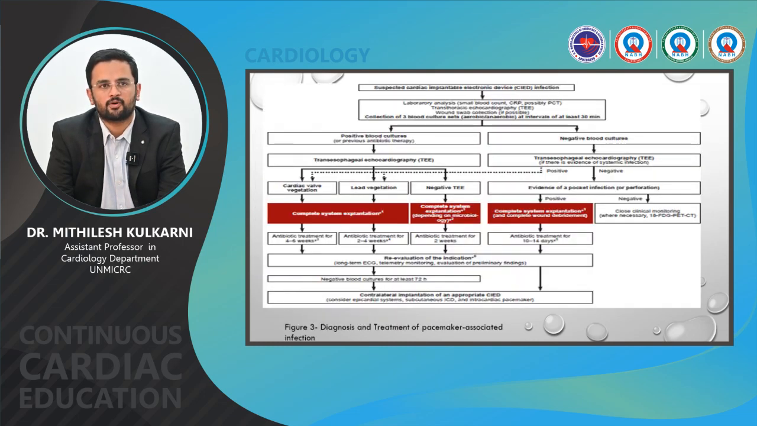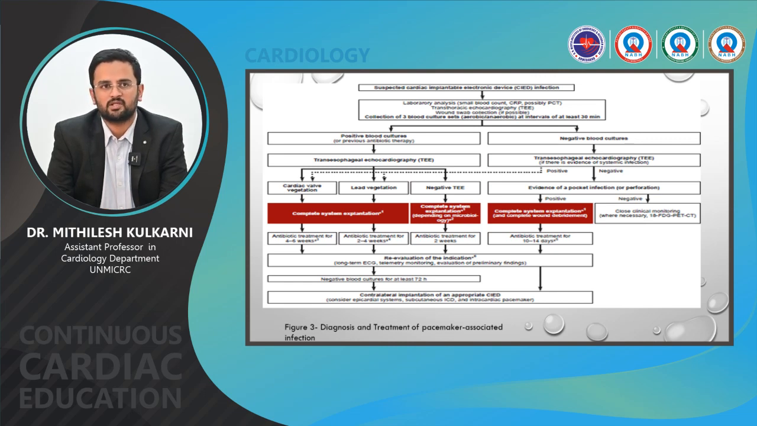Now this is a very important chart and we have to go through it to see how to approach a patient who is having a pacemaker infection. Suppose we are suspecting a patient of having a pacemaker infection, then we'll take the clinical history and also send the lab samples. In the lab samples we'll be sending the blood culture. Suppose the blood cultures come out to be positive, then we'll do a TE.